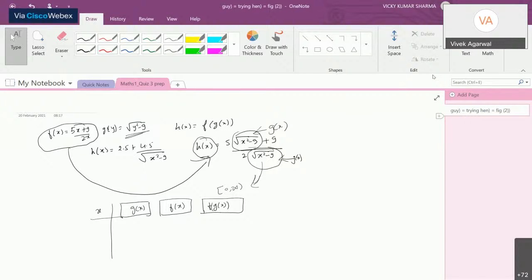No, why am I wrong? That is the thing I don't understand. Sir, g of 3 is not allowed, but g of x can be 3.